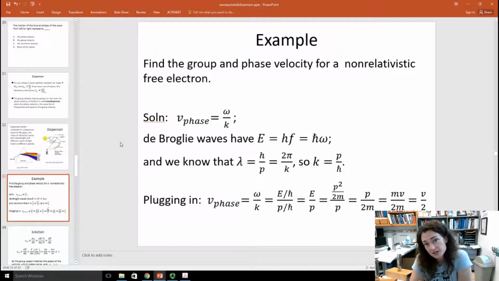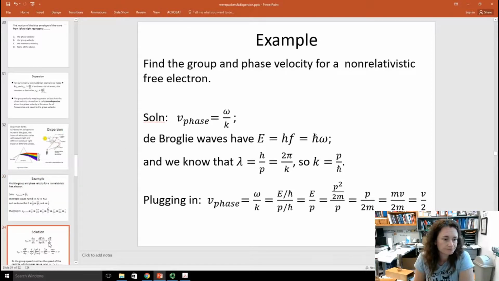Now for a non-relativistic free electron, the energy is going to be just the kinetic energy because it's not in a bound system, so there's no potential energy. And remember that the kinetic energy for a non-relativistic particle is p squared over 2m. So then E over p becomes p squared over 2m divided by p, and then that becomes p over 2m. And remember that classically the momentum p is equal to mv. Then you have mv divided by 2m, and the m's cancel, leaving v over 2. So the phase velocity for a non-relativistic free electron is half of the speed of the electron itself.